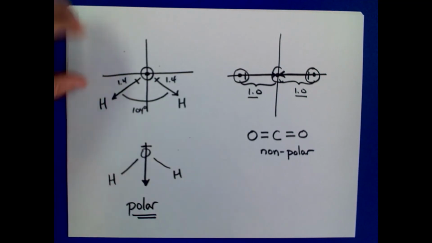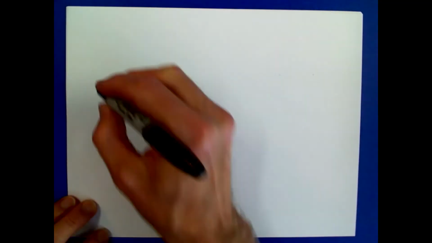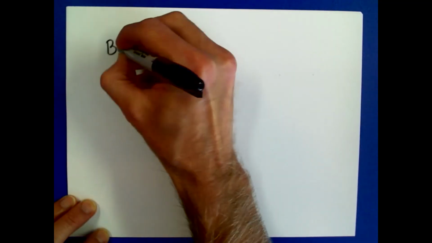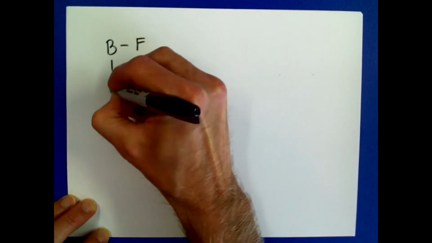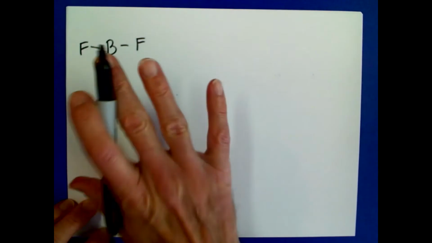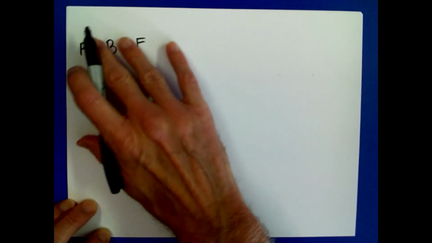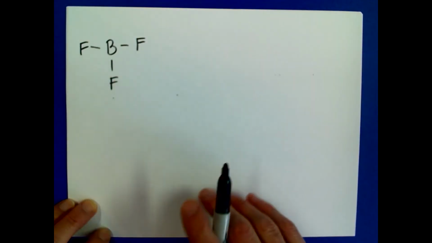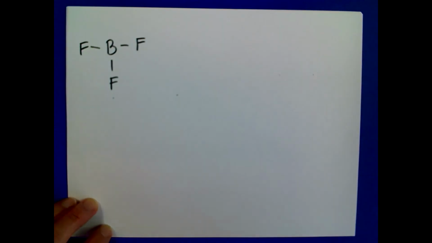Now we can extend this to some other molecules. It gets a little tough. It actually gets real tough when you're in 3 dimensions, but we're going to just stick to 2 for now. But let's imagine the molecule boron trifluoride. Now you've got to be careful here when predicting whether molecules are polar or not. You've got to get the geometry right.